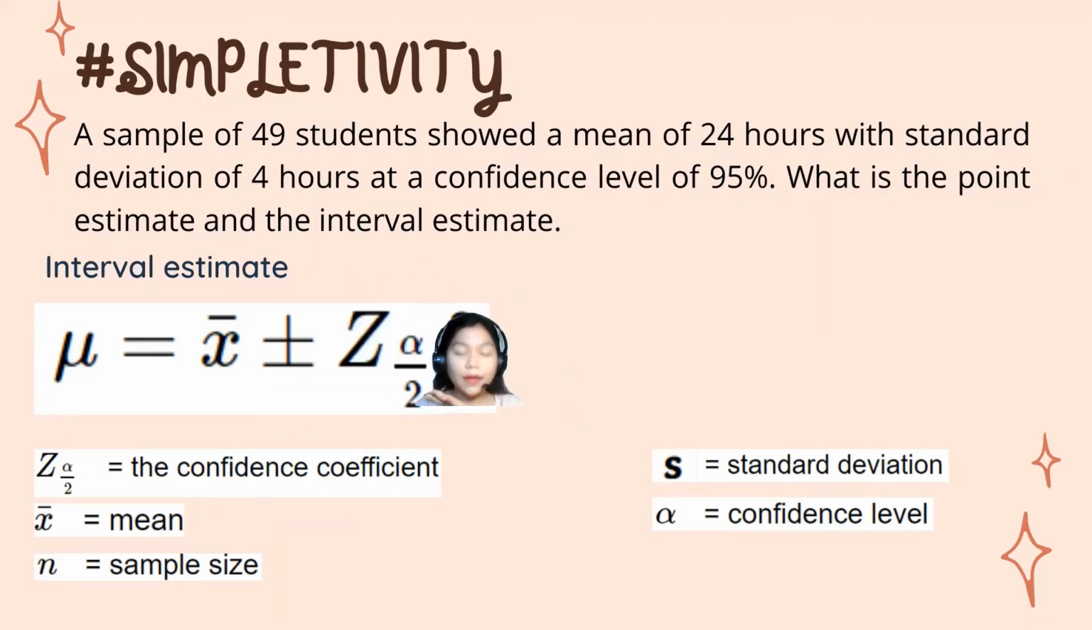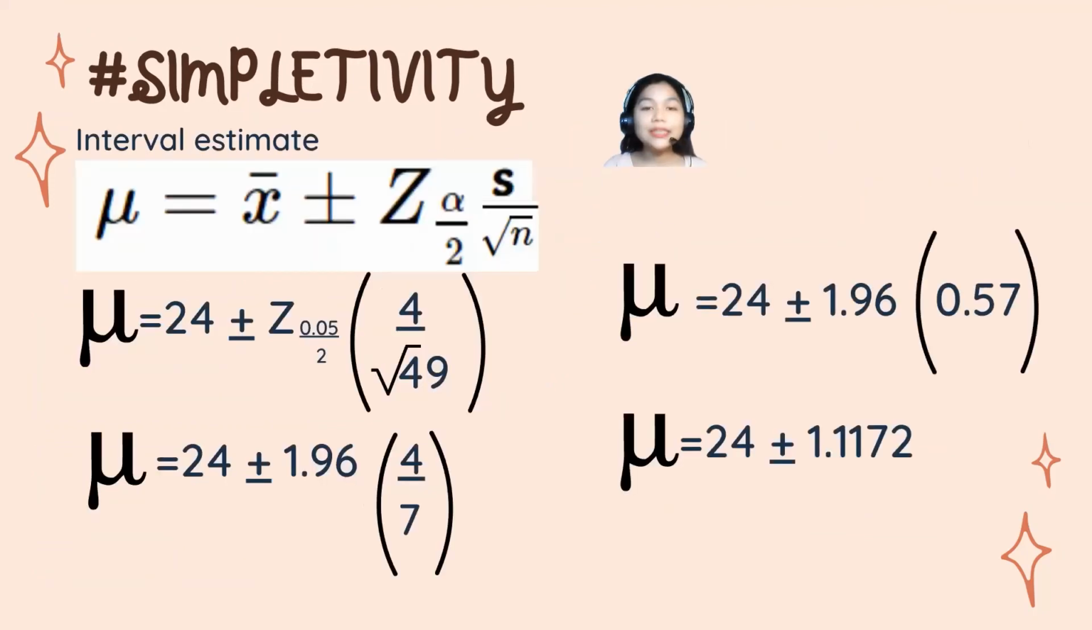Z po, alpha over 2. This is the confidence coefficient. And then our standard deviation and our sample size. Again po, ang atin pong alpha ay 5%. Or when converted into decimal place, it's 0.05. So let's use the equation. So we know that our mean is 24 plus minus z alpha, 0.05 divided by 2, times 4 over square root of 49. 49 is our sample size.